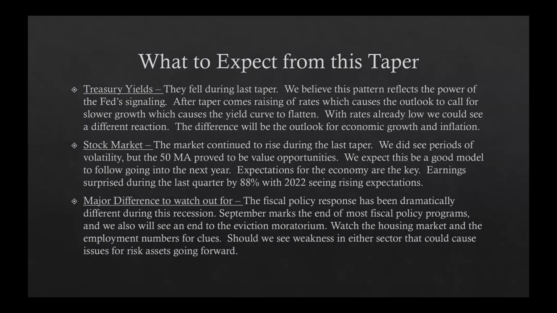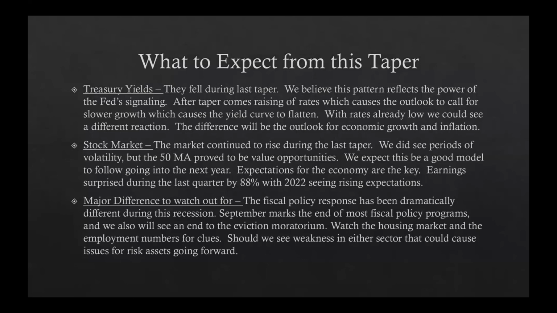So rates are all about outlook, okay? And what happens when the taper comes in is that the outlook going forward is the call for slower growth, which causes the yield curve to flatten. The problem we have now is rates are already low, so we could see a different reaction, and the difference will be the outlook for economic growth and inflation. That's what you need to look at, guys, to get a clue for where rates are going and thus where the market's going.